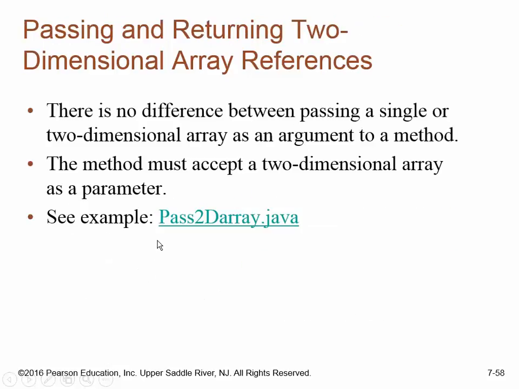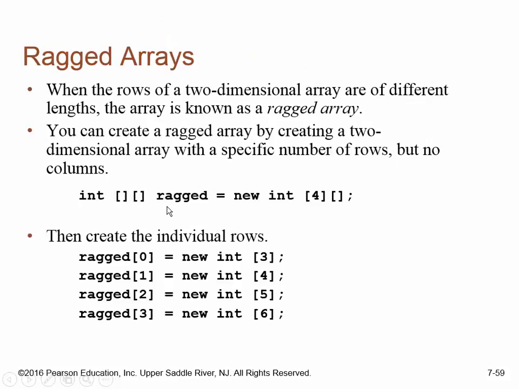There's no difference between passing a one-dimensional or two-dimensional or an array of any size. The method must accept a two-dimensional array, though. And when you put it in here, it's going to look a little bit different in the method. We'll look at that a little bit later. Well, again, when the rows of a two-dimensional array are of different lengths, it's known as a ragged array. Okay?